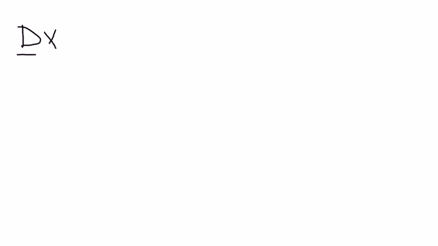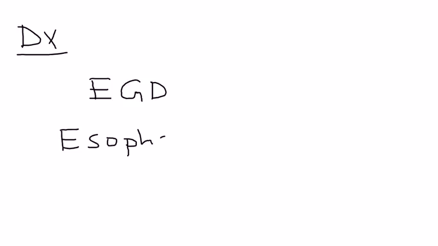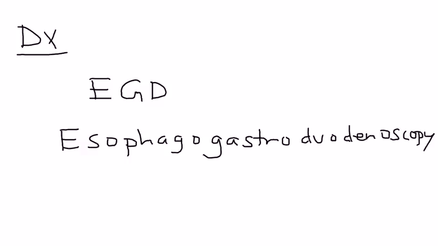So how do you diagnose this? Well, by far, the main way to do it is an EGD, esophagogastroduodenoscopy. Big long word. Essentially, it means, for those of you who don't know, it's a tube that you put down the esophagus that has a camera and it takes a look at what's going on inside.